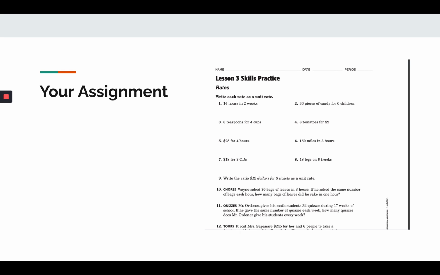It looks like this. It's called Lesson 3 Skills Practice. It's in your Google Classroom. As always, you want to open your assignment, but put your answers on the attached Google Doc answer key.